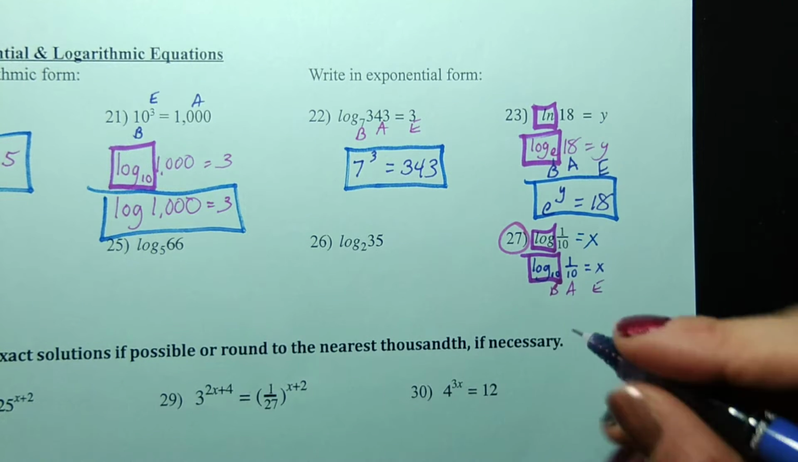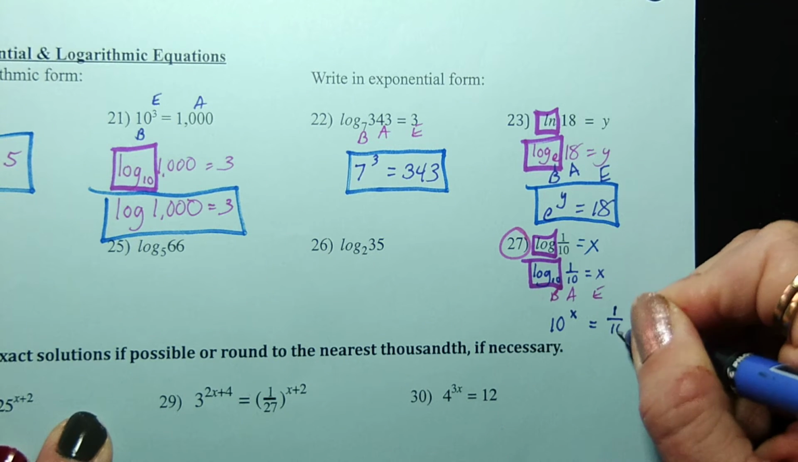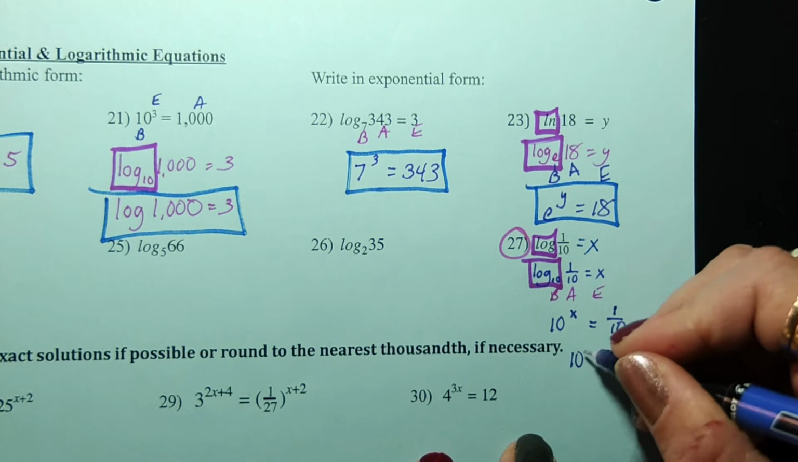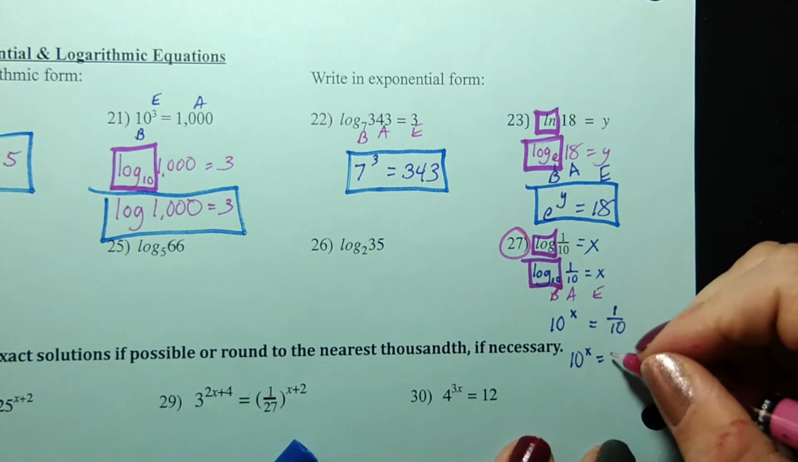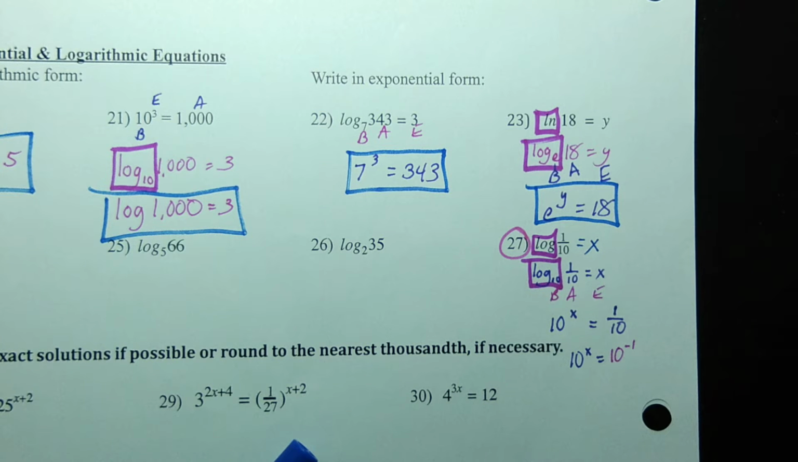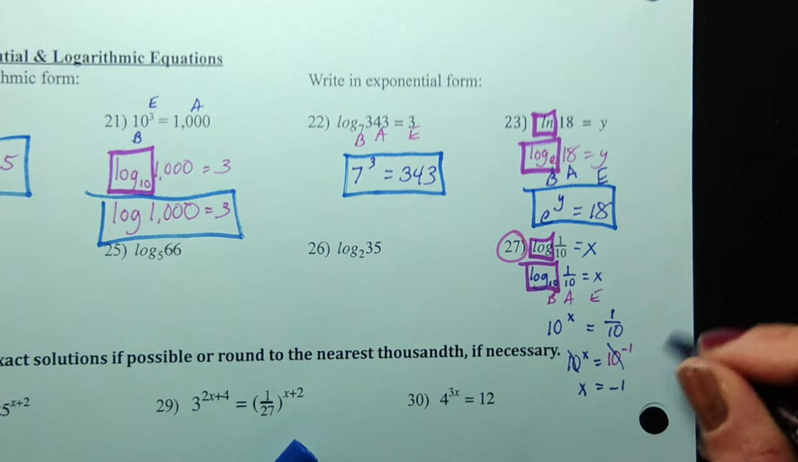And we get 10 to the x equals 1 over 10. Folks, how am I going to write 1 over 10 as base 10? 10 to what power gives me 1 over 10? 10 to the negative 1. So then we can cross off our bases. And x is equal to negative 1.